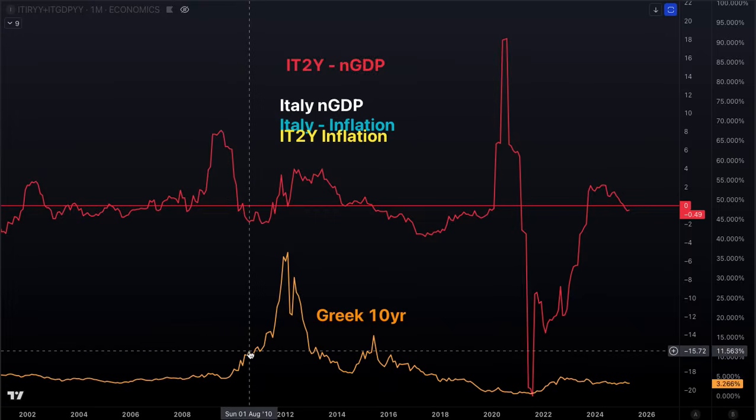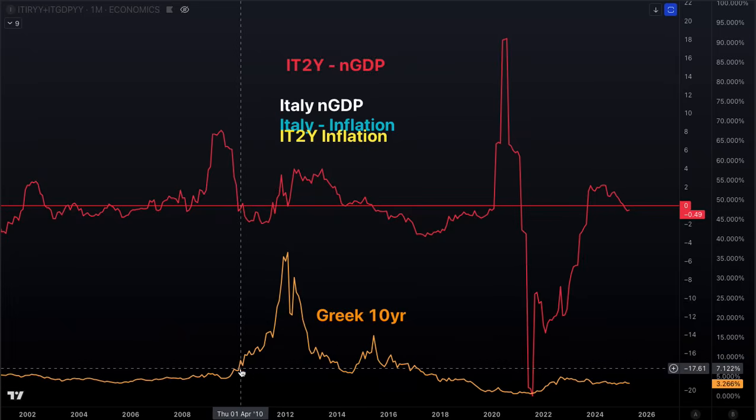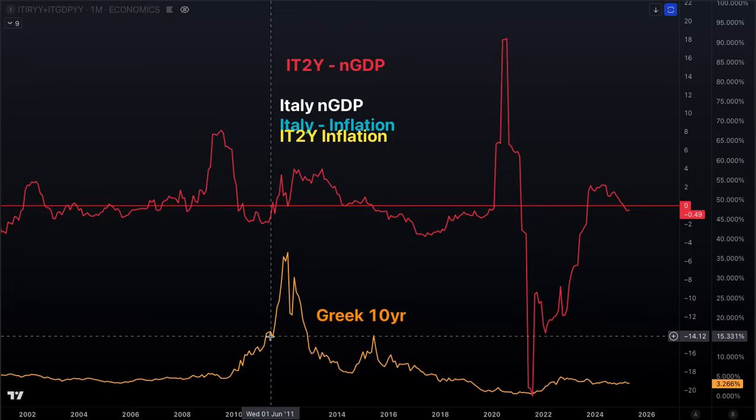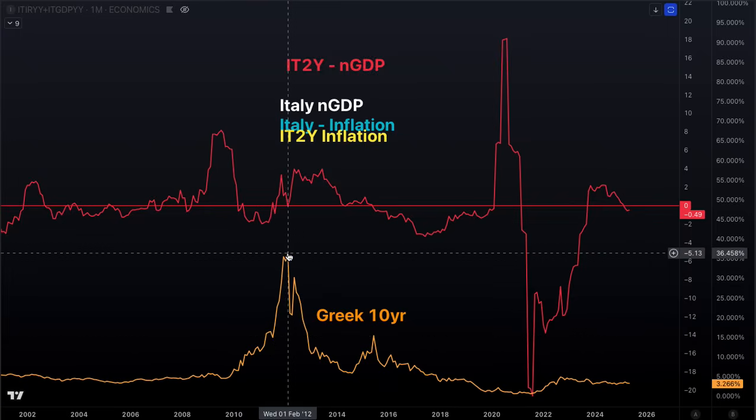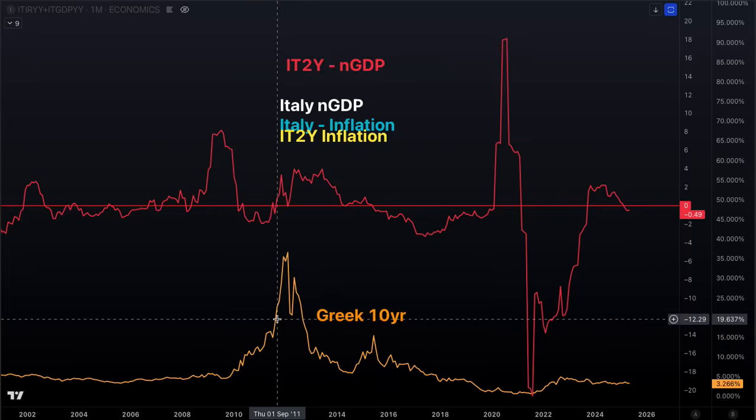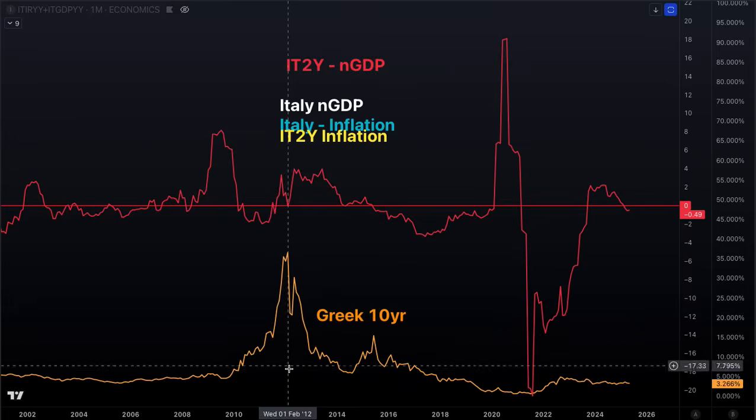Here, by August of 2010, it's already at 11.5%. Now, sure, there was some recovery going on, but not much, right? There were already starting to be issues, sovereign debt issues, in 2010. But then look at what happened from June of 2011. It went from 15.3 all the way to like 36, 37% in a matter of a couple months, the Greek 10-year yield. This is kind of the heart of the crisis.